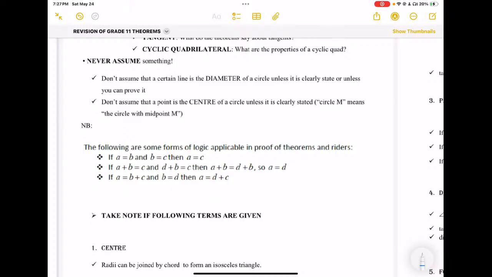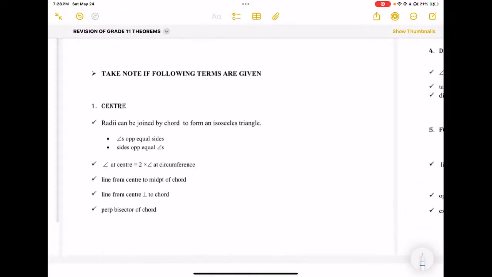And then if A plus B equals C, and D plus B equals C, then A plus B equals D plus B, right? And so A is equal to D, right? So those are all some important information. And then if A is equal to B plus C and B is equal to D, then A is equal to D plus C. So those are also very, very important, right?